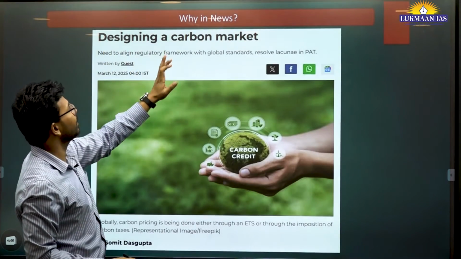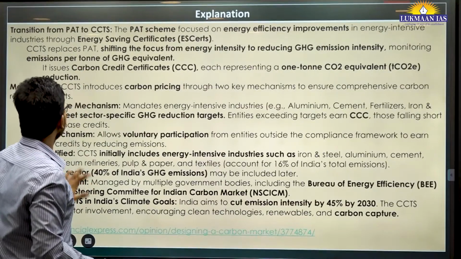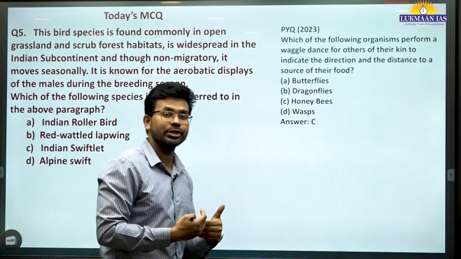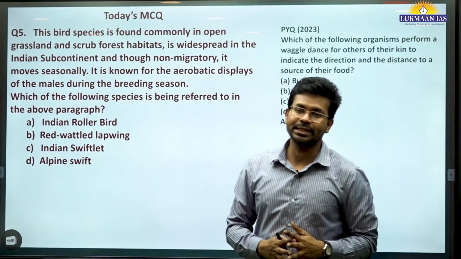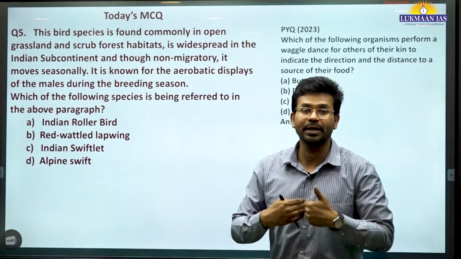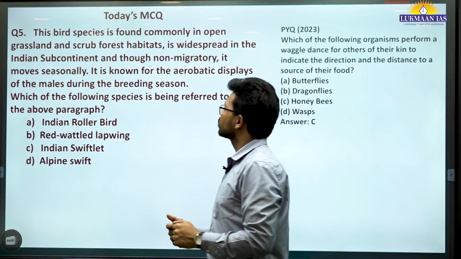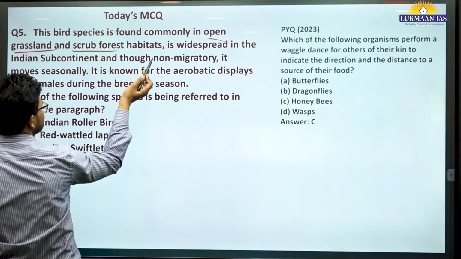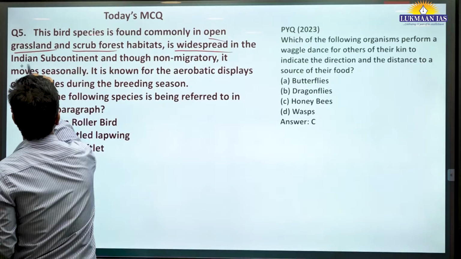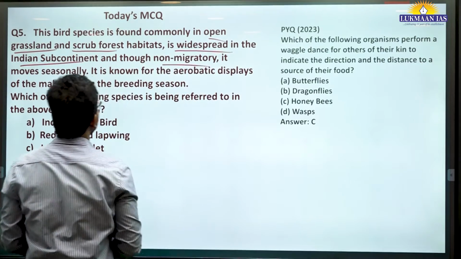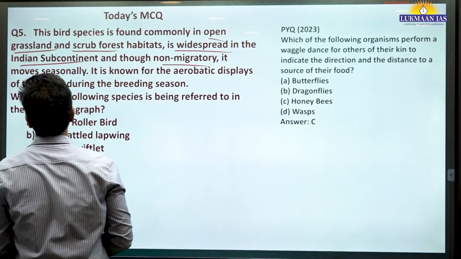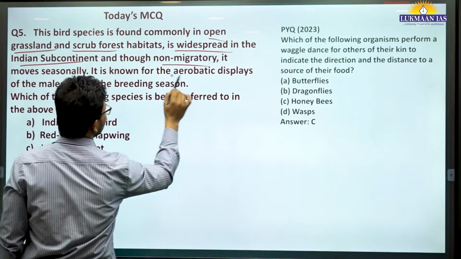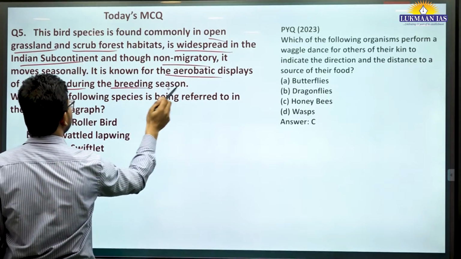So it says designing a carbon market. Now we have another question, question number 5. Here they have given information about a bird species. We need to read this information and identify which bird species they are talking about. This bird species is found commonly in open grasslands and shrub forest habitats, and is widespread in the Indian subcontinent. Though non-migratory, it moves seasonally. It is known for the aerobatic displays of the males during the breeding season.